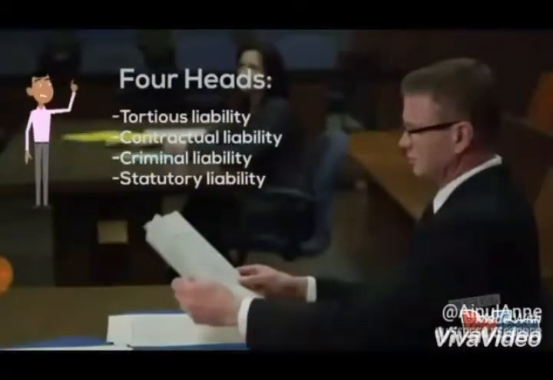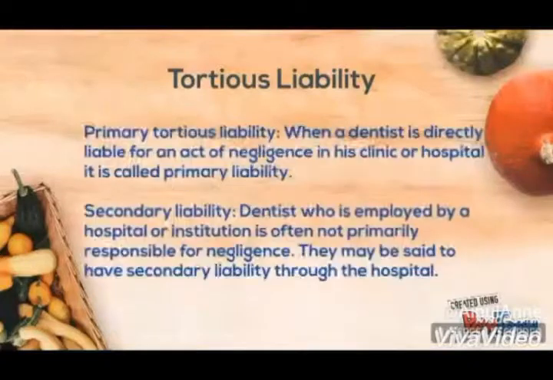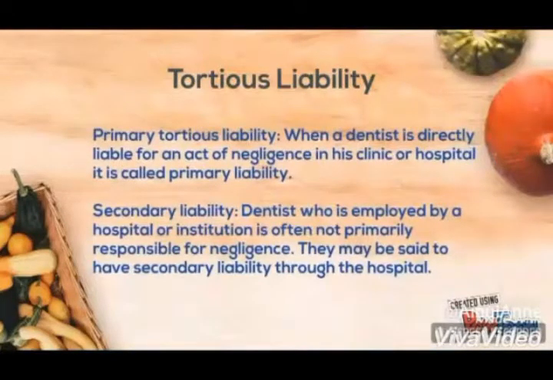There are 4 heads: tortious, contractual, criminal, and statutory liability. So, tortious liability consists of primary and secondary. When a dentist is directly liable for an act of negligence in his clinic or hospital, it is considered primary, while in secondary, the dentist is employed in a hospital or institution.